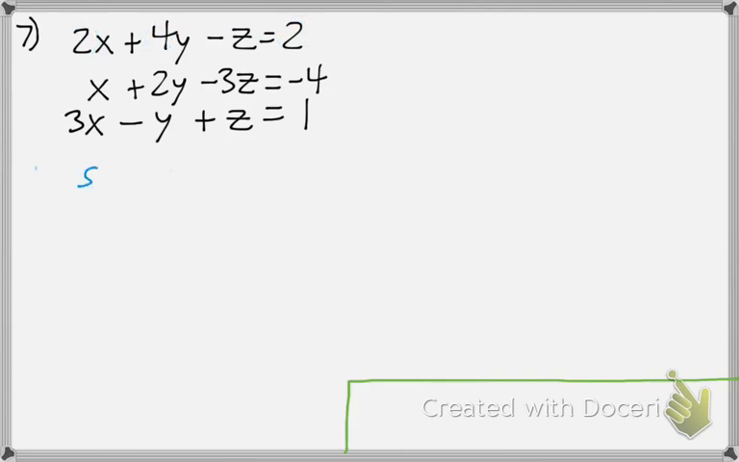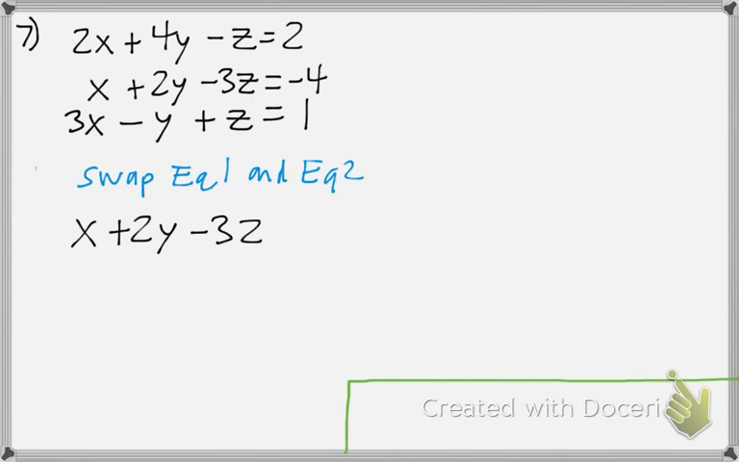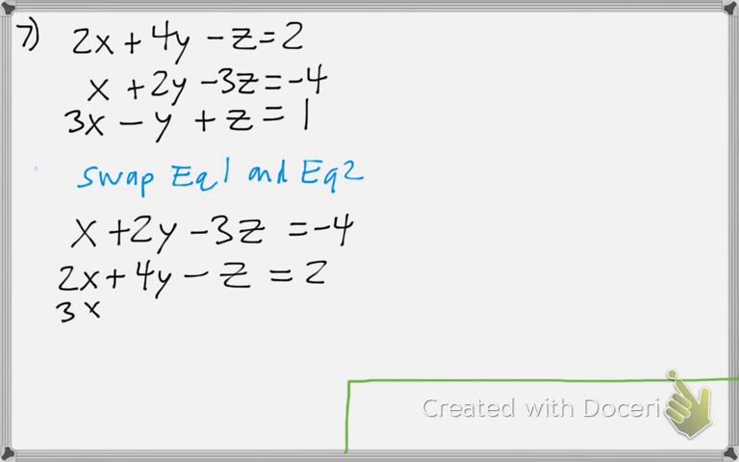So I'm going to swap equation 1 and equation 2. This is going to be x plus 2y minus 3z is equal to -4. The second one is now going to be 2x plus 4y minus z is equal to 2. The third one is going to be 3x minus y plus z is equal to 1.